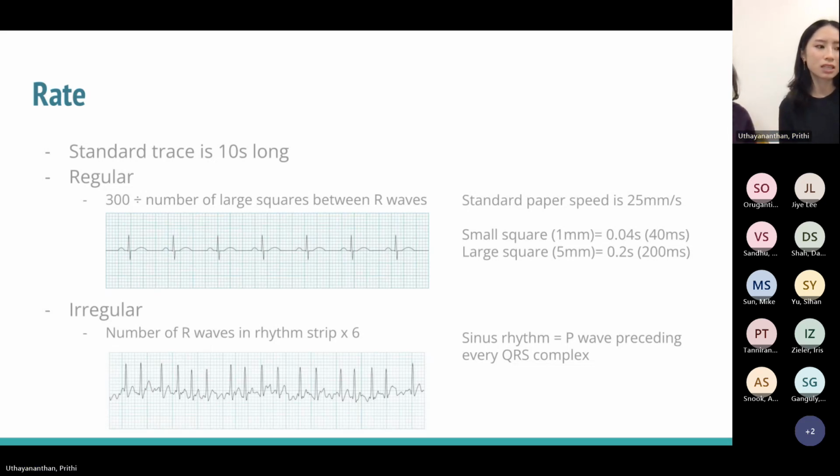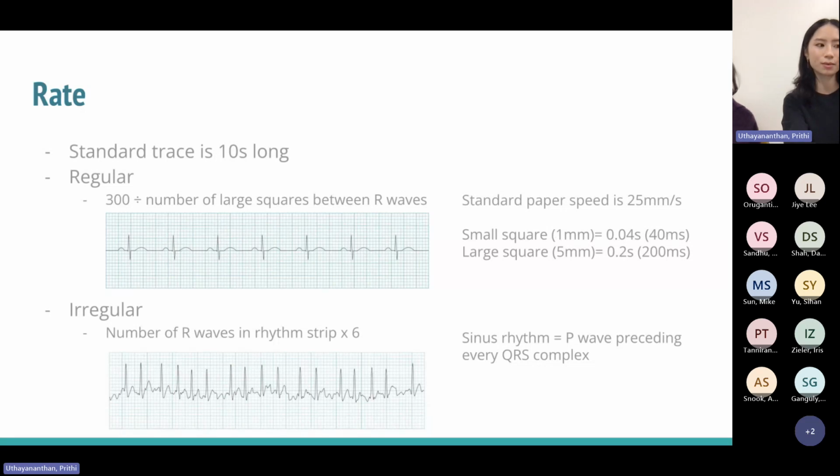So then we need to examine whether the rhythm is regular or irregular. If we look at the screen now, the top strip, looking at the QRS complexes, so the spikes, they're evenly spaced out, whereas on the bottom strip, the distances between them kind of vary. So we can say that the top one has a regular rhythm and the bottom one has an irregular rhythm.